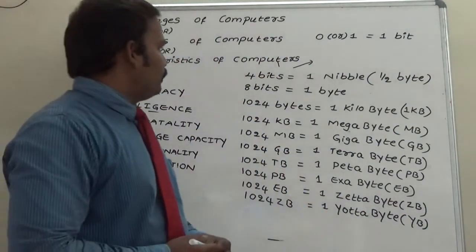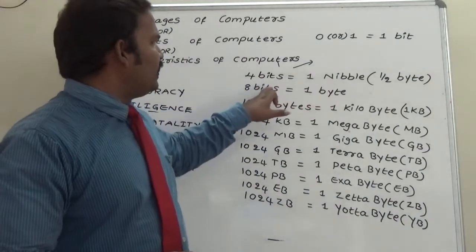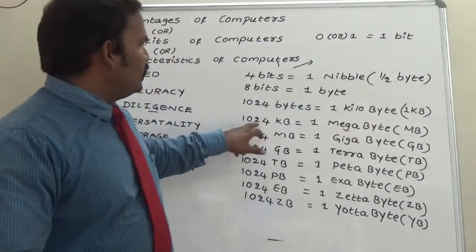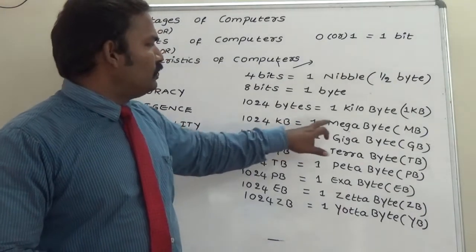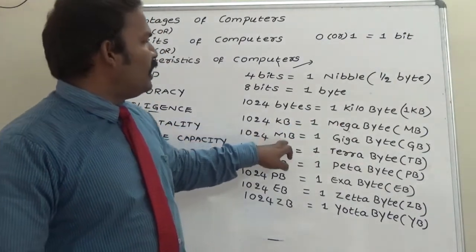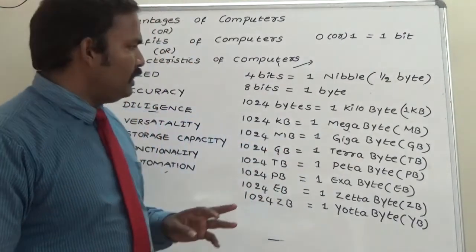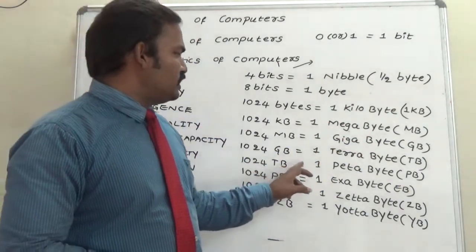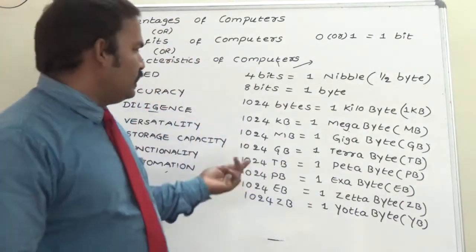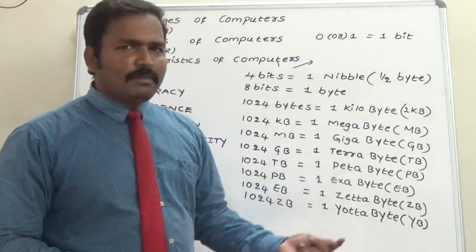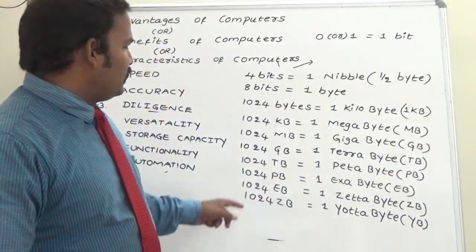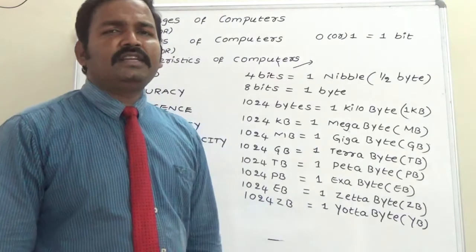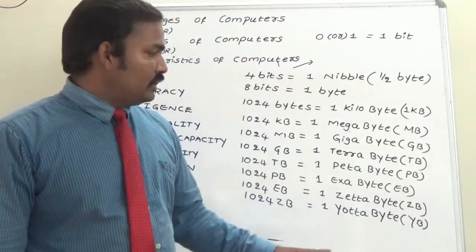Okay, is it clear for all of you? 4 bits is equal to 1 nibble, 8 bits equal to 1 byte, 1024 bytes is equal to 1 kilobyte KB, 1024 kilobytes is equal to 1 megabyte MB, 1024 megabytes is equal to 1 gigabyte GB, 1024 gigabytes is equal to 1 terabyte TB, 1024 terabytes is equal to 1 petabyte, short form PB, 1024 petabytes is equal to 1 exabyte, short form EB, 1024 EB is equal to 1 zettabyte ZB, 1024 zettabytes is equal to 1 yottabyte YB.